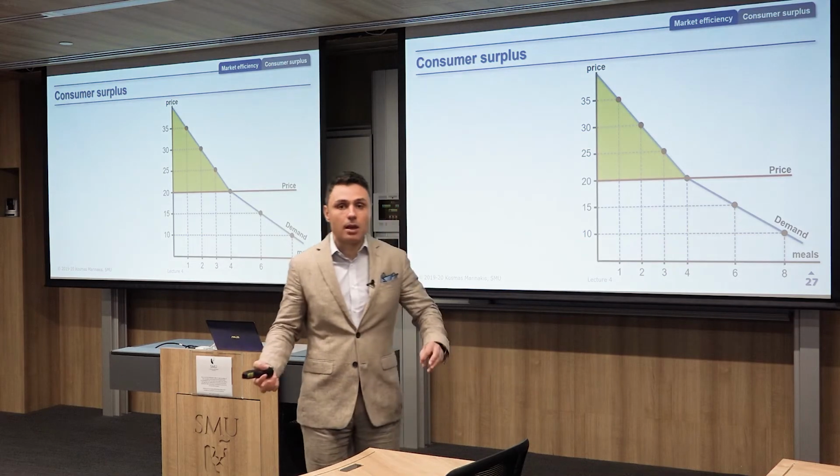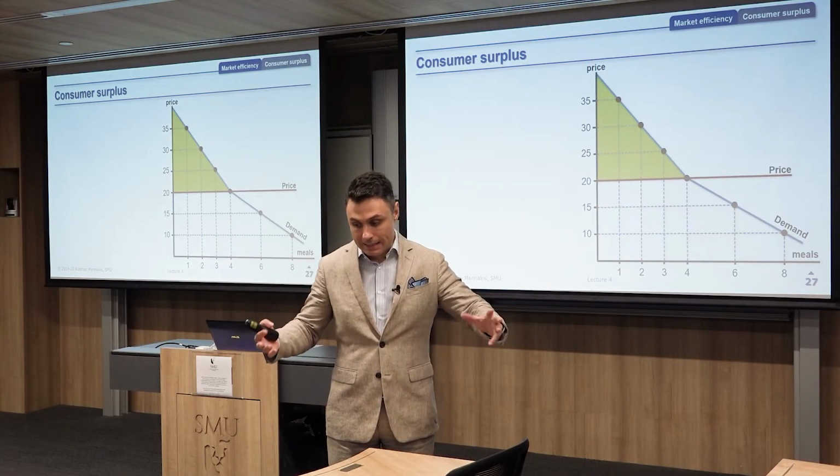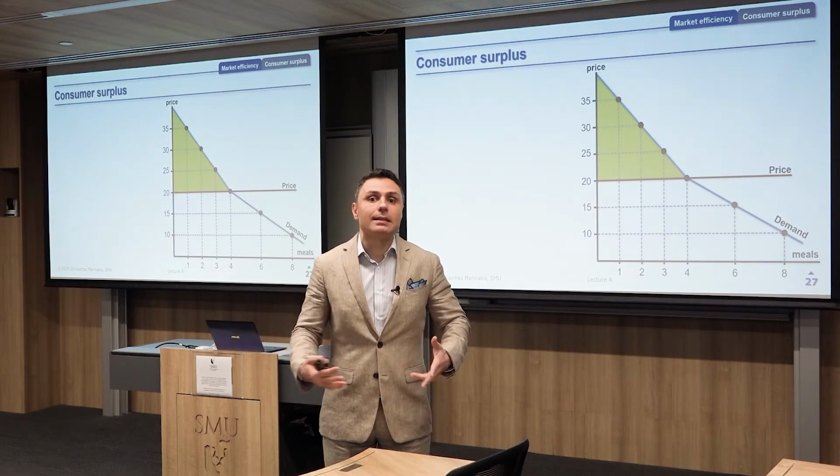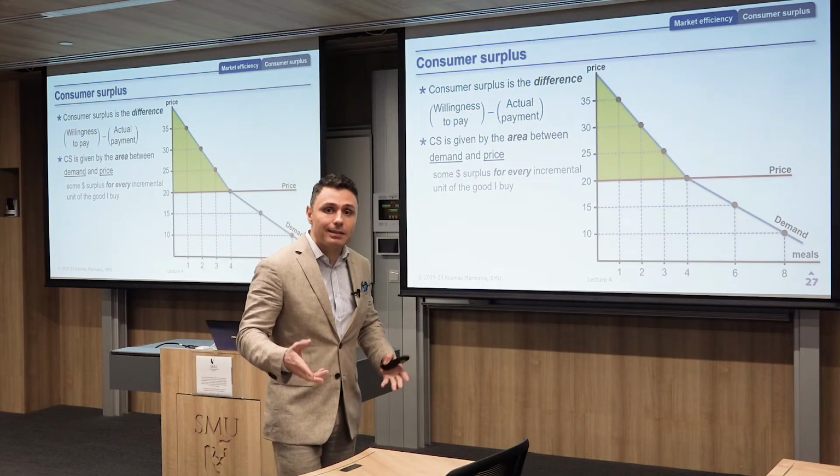It's not a surplus in terms of units. It's a surplus in terms of money that gets to stay in my pocket and not be spent on this particular good. So the consumer surplus is defined as the difference between the willingness to pay and what you actually pay. So how much you are willing to pay and how much you actually pay for this. And the willingness to pay is given by the demand curve, because this is what the demand curve does.